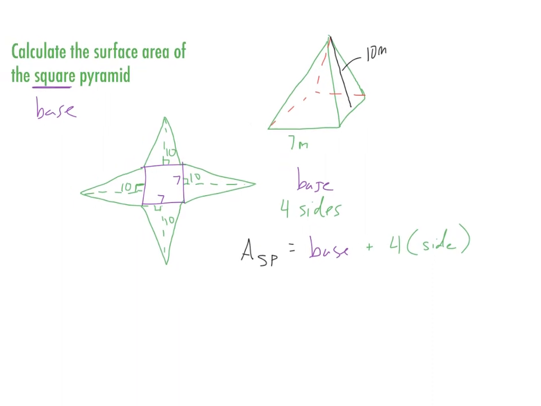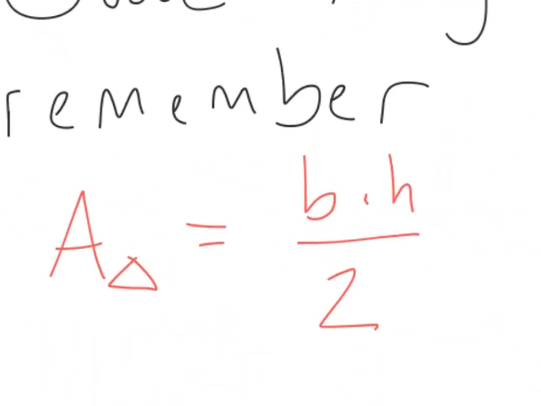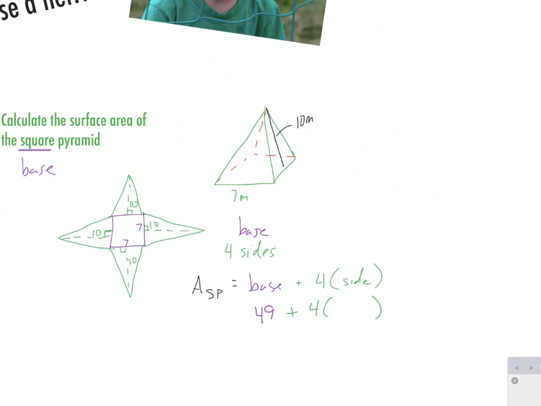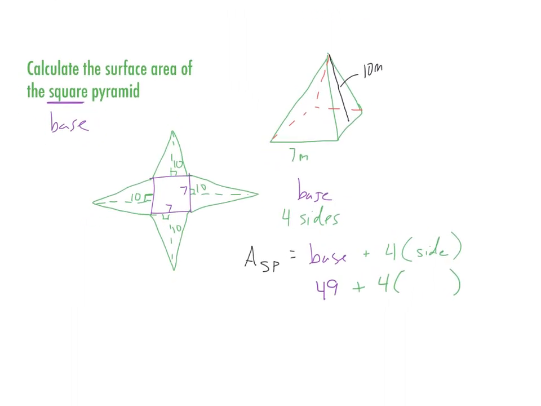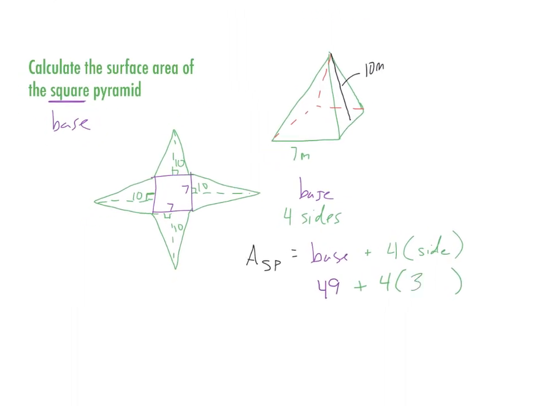Let's fill in. What is the area of our base? It's a 7 by 7 square, so therefore it's 49. And let's add to that 4, and then for what though? Let's calculate the area of one side. So it's a 7 by 10 triangle, okay? So it must be 70, right? Wrong. You've got to take your base times your height and divide it by 2. So instead of 70, each side of that triangle is going to be 35. Why? Because that's 7 times 10 divided by 2. 70 divided by 2 is 35.